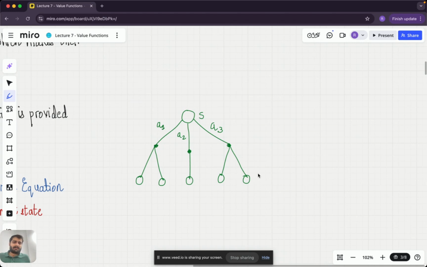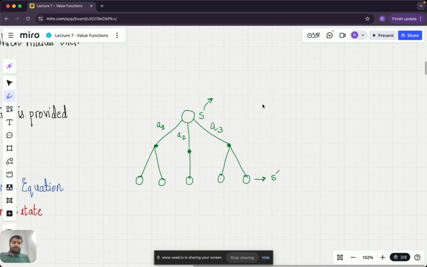So this is the present state of the agent, and these states, let us call them S dash. So these are S1, S2, S3, S4, and S5. So there are five different possible states which the agent can go into in the next time step.